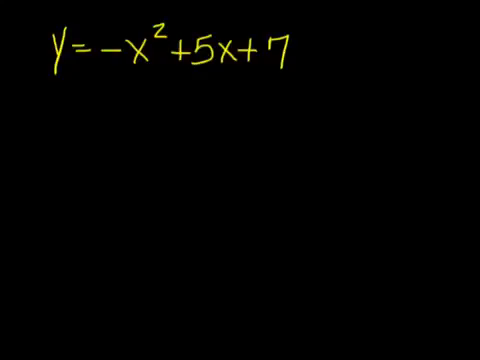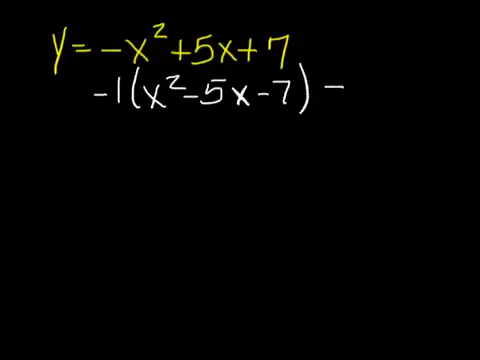Alright, we'll take out a negative 1 and be left with x squared minus 5x minus 7. Set it equal to 0. Is there anything I can do now? Can I factor it? Yes. What two numbers multiply to get a negative 7 and add to get a negative 5?